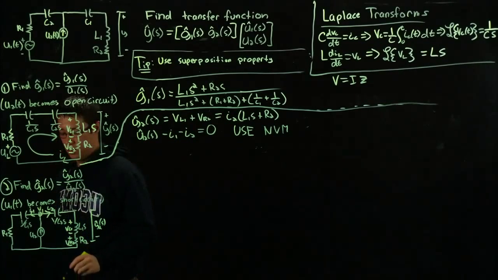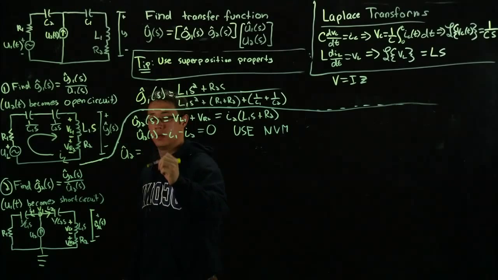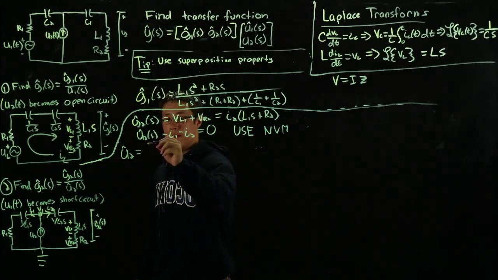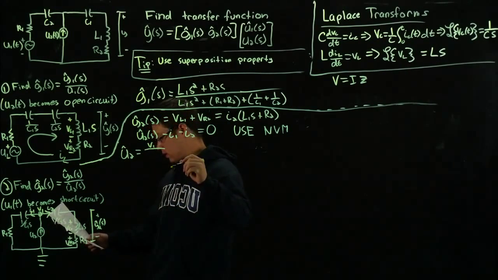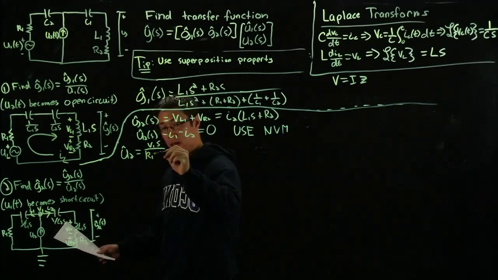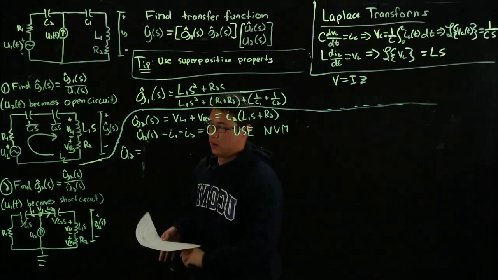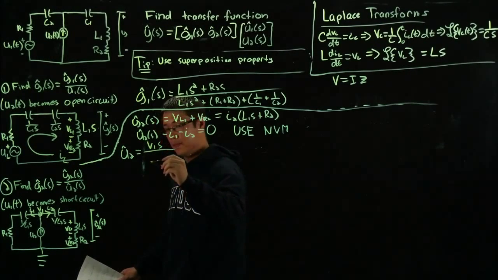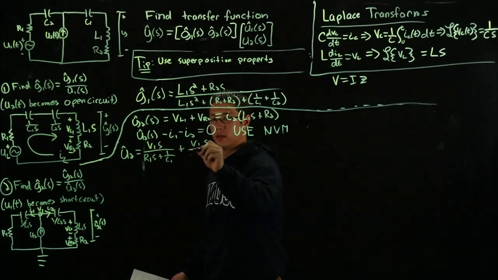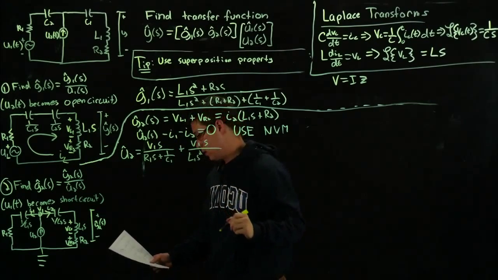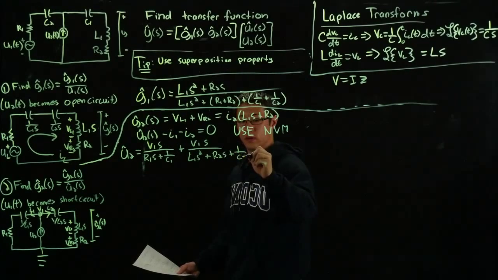So if I call this V1 and define my ground down here, we can rewrite this as U2 is equal to V1 over S times R1 S over 1, V1S over R1S plus 1 over C1, plus V1S over L1S squared plus R2S plus 1 over C2.